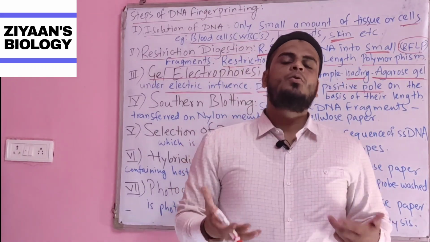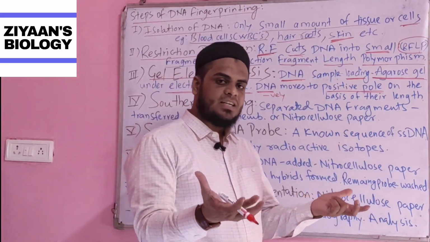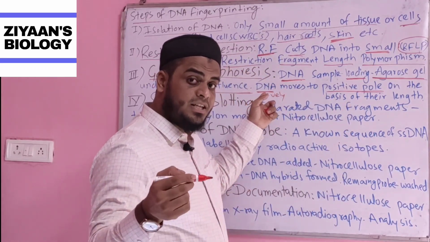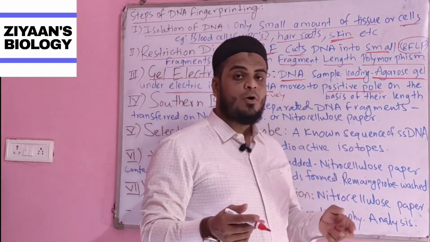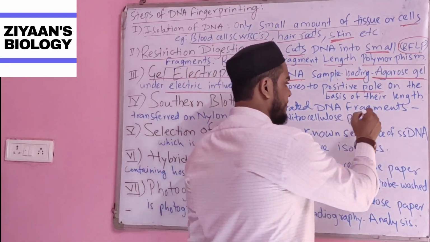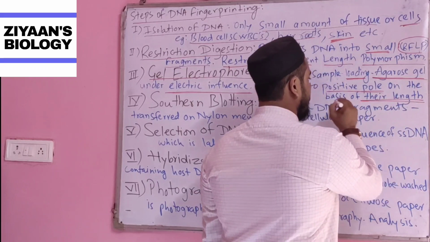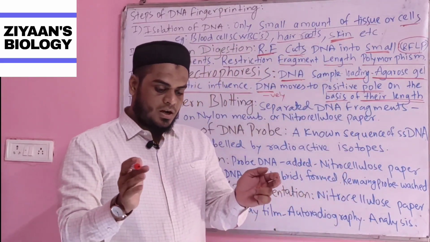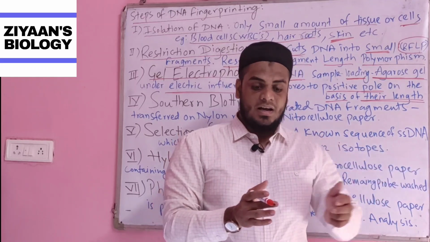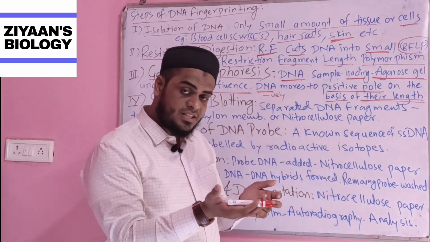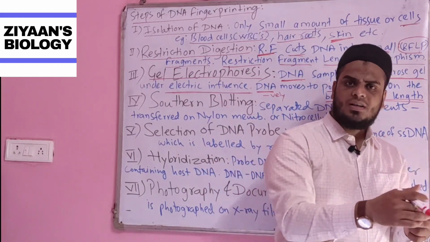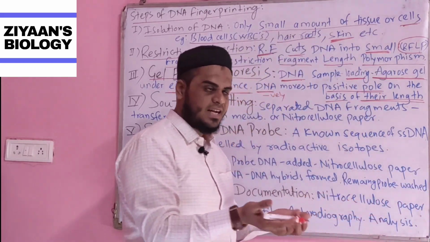So at the end of the day, we do know that the positive charges attract each other. So basically DNA, being a negatively charged element, will automatically move towards the positive pole, but depending on their length. The lower the size of the fragment, the higher the distance it will cover, and the heavier the base pair length of the fragment, the lower the distance it will cover, depending on their size.